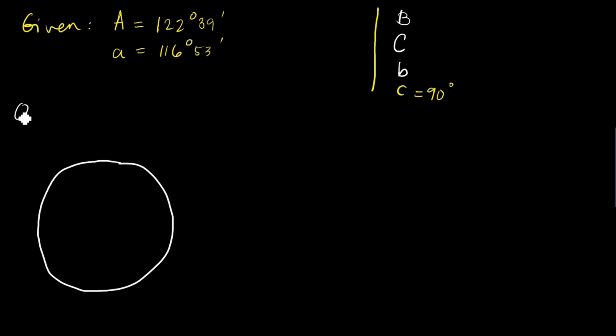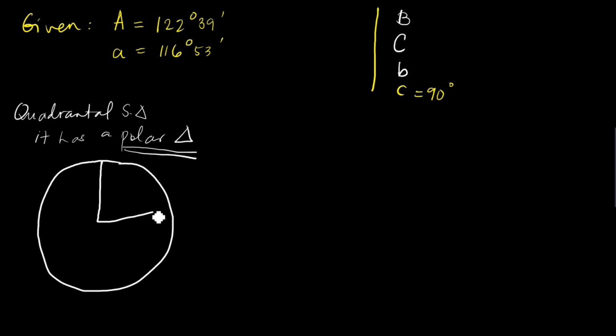Okay, so since this is a quadrantal spherical triangle, remember it has a polar triangle. And the polar triangle, the parts of it are the ones that we are going to put inside our circle. Remember that. Okay, so let us divide this into 5.